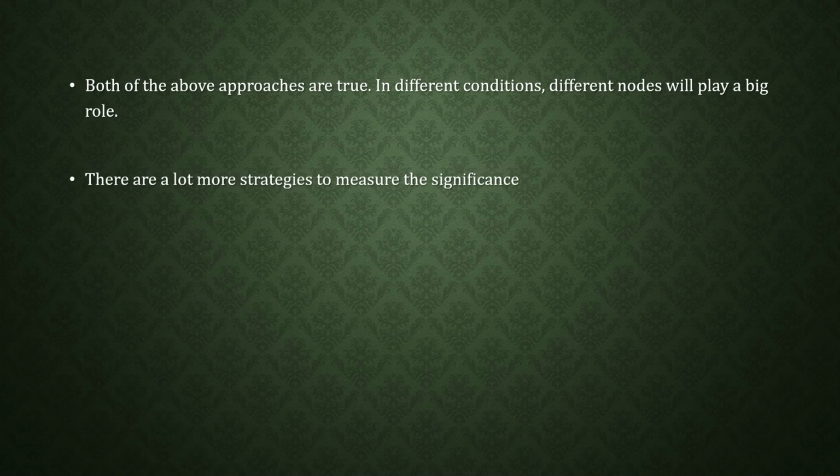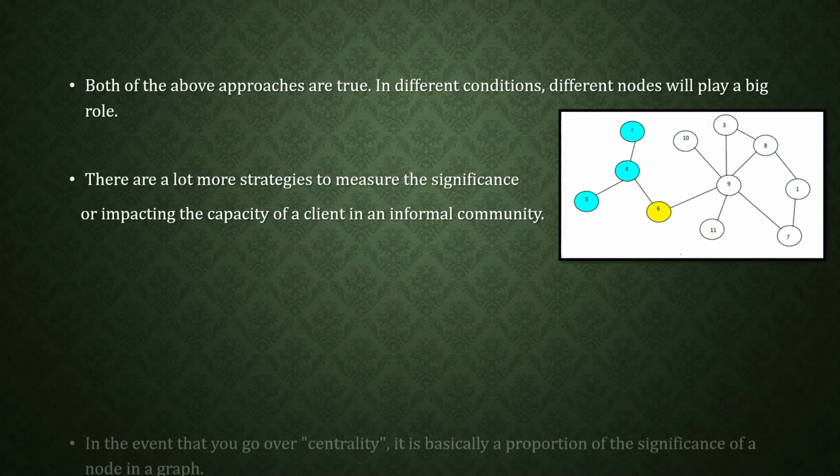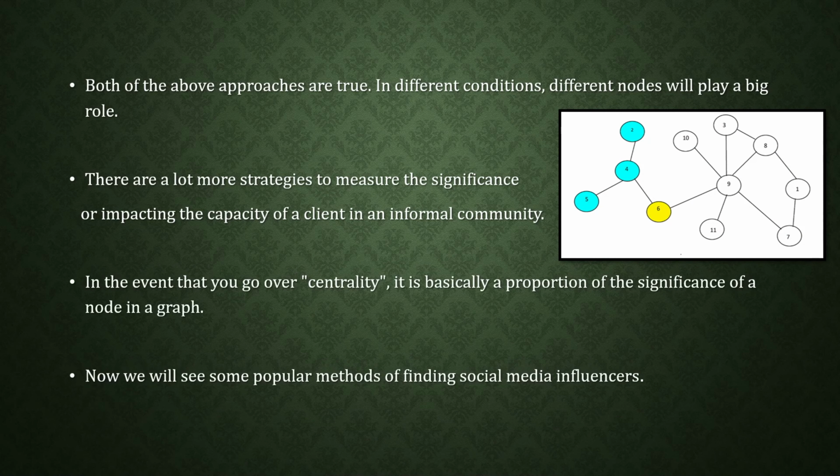Both of the above approaches are true. In different conditions, different nodes will play a big role. There are a lot more strategies to measure the significance or impacting capacity of a client in a social community. In the event that you go over centrality, it is basically a proportion of the significance of a node in a graph.